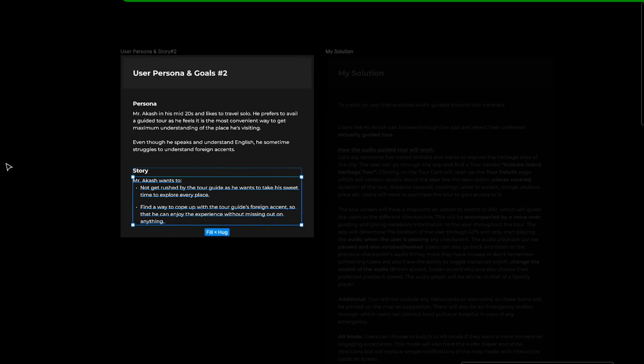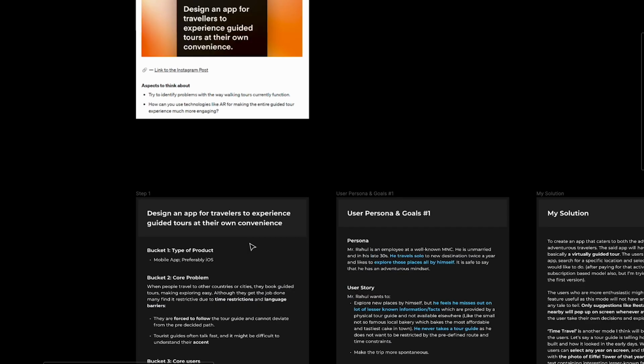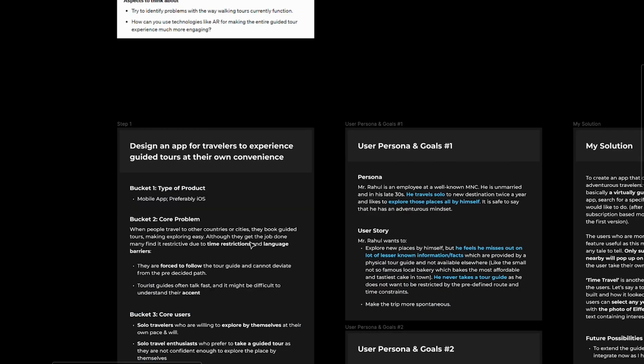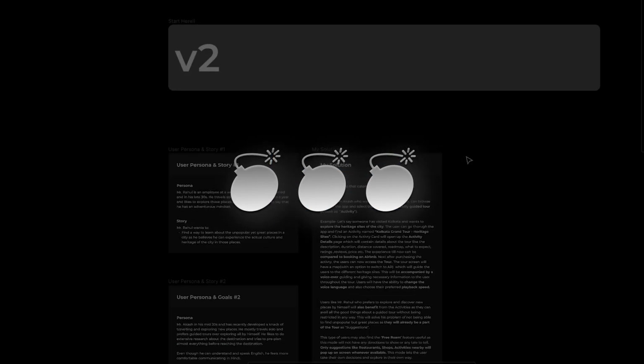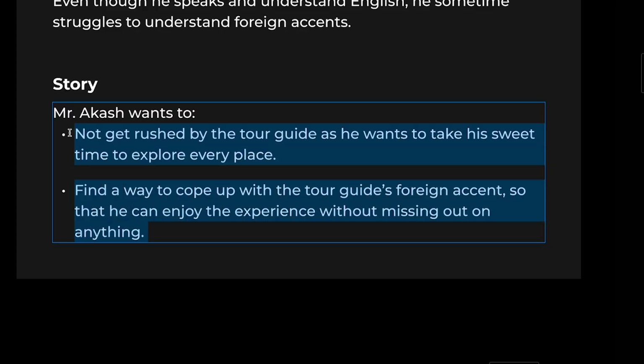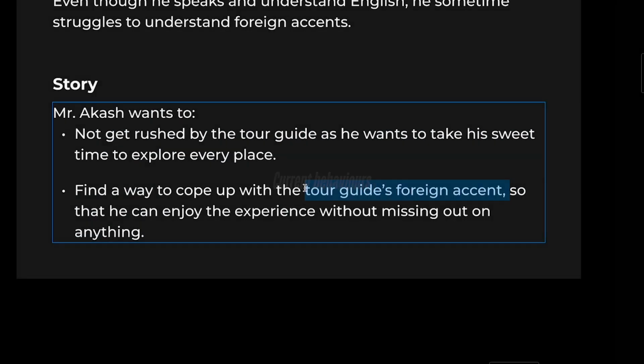Now, if the person who made this problem statement and the solution started off right from here, the whole thing would have been a disaster, right? Because there were so many mistakes and so many gaps. Now let's try to understand the current behaviors of this, right? So unable to find a way to cope up with the tour guide's foreign accent.